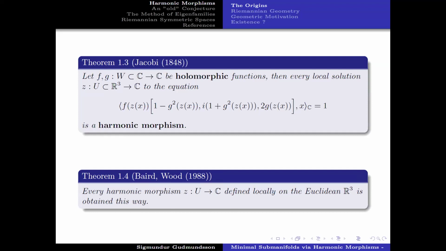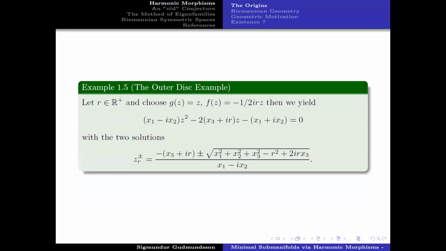If you have any questions, please do not hesitate to ask. Any questions so far? No? Now, if you choose G to be this and F to be this, then we get this simple equation that a good high school student can solve. And this is exactly what we get. So here. Sigmund, your microphone is not in the right place. Okay. Can you hear me better now? Yes, thank you.